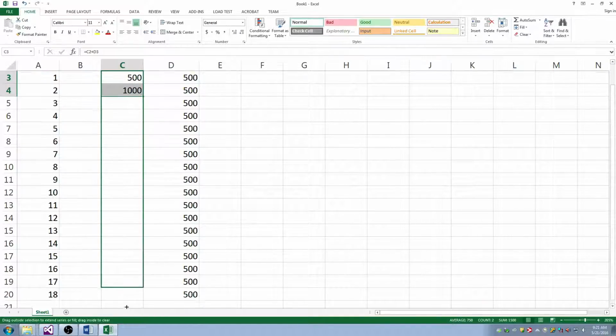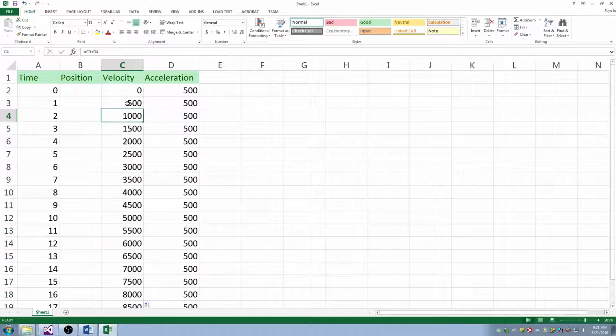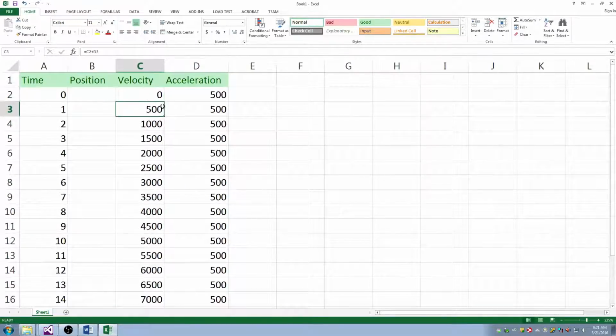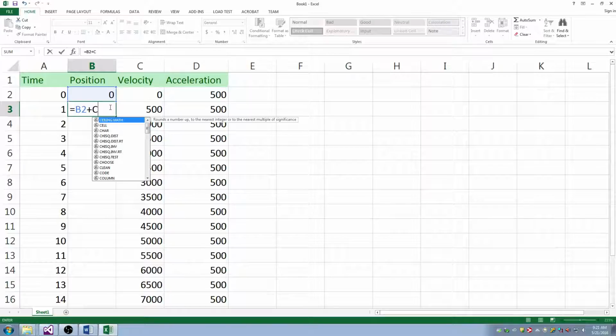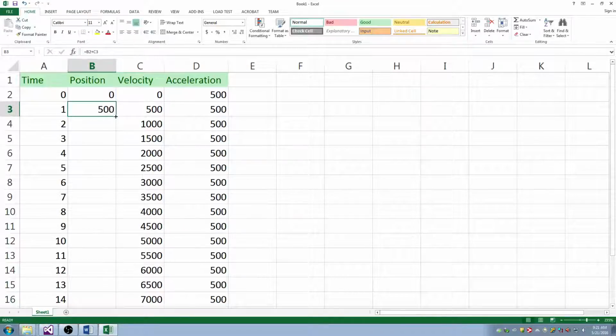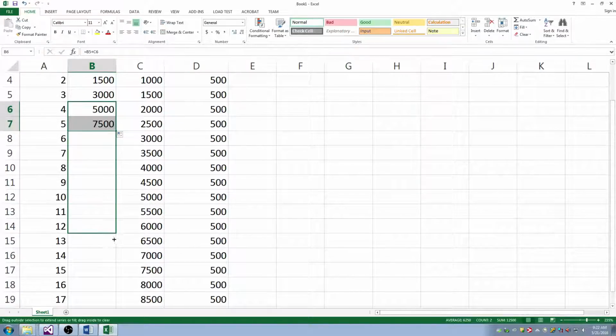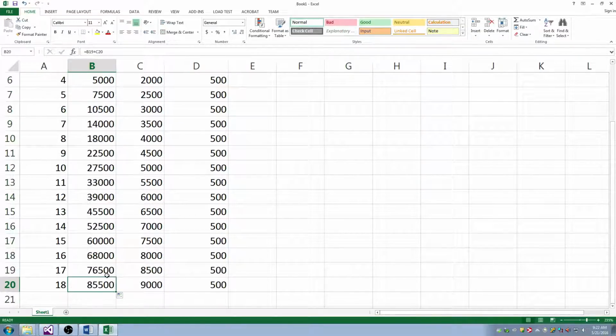And the velocity here is going to increase. This is how fast the ball is moving, right? The velocity increases every second. The position here is based on the velocity. So if this position starts at 0, it's going to be equal to the previous position plus the velocity here. So is this going to be 1,500? What's this going to be? 3,000? 5,000? That looks like it's increasing way faster than the velocity, right? It ends up at 85,500.